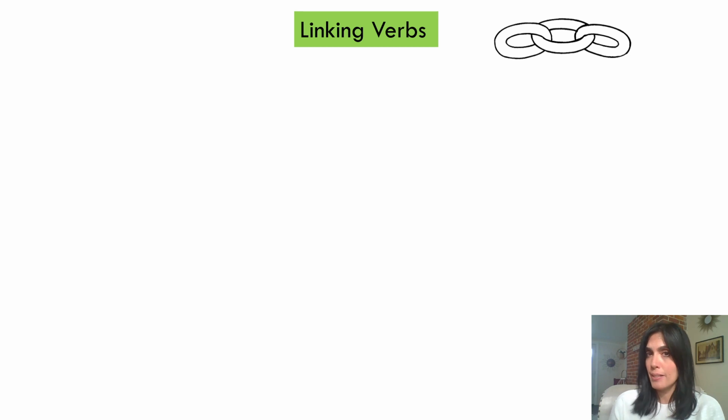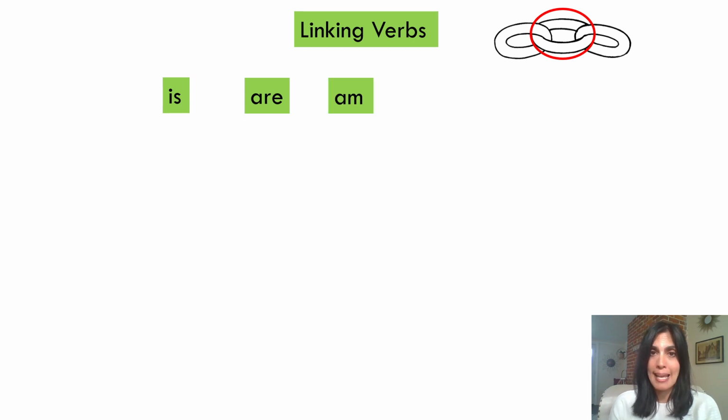This picture right here is a picture of a linking chain. Do you see this piece in the middle? Well, it links or connects one part to the other part, just like a linking verb who connects what or who the sentence is about to the part that gives more detail. Here are some examples of some other linking verbs. Is, are, am, was, were.